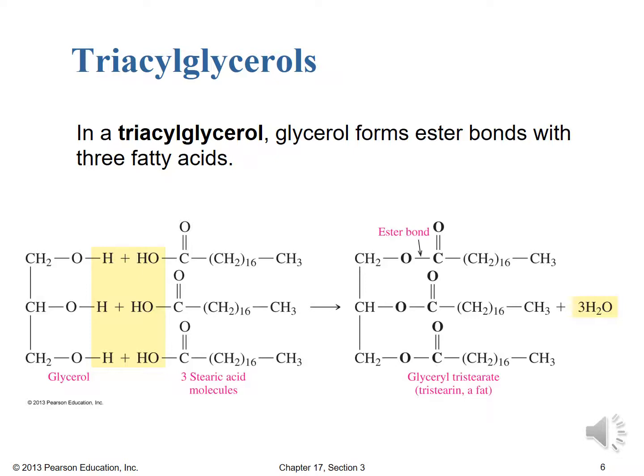And then we make that ester bond and also a water for each ester bond that forms. So we end up with our triglycerol, in this case glyceryl tristearate or tristearin, a fat, and the 3 water molecules as byproducts. So this is our typical formation. Again, with this case we use specific fatty acid residues, but we could have changed those easily to make a different fat.